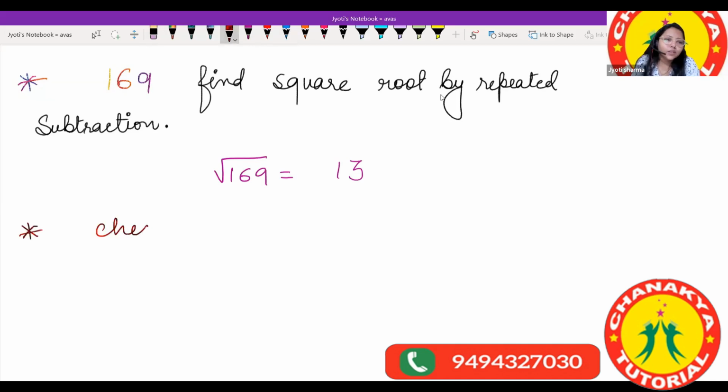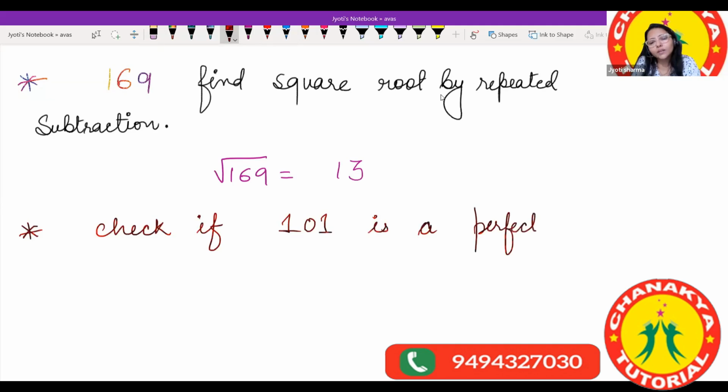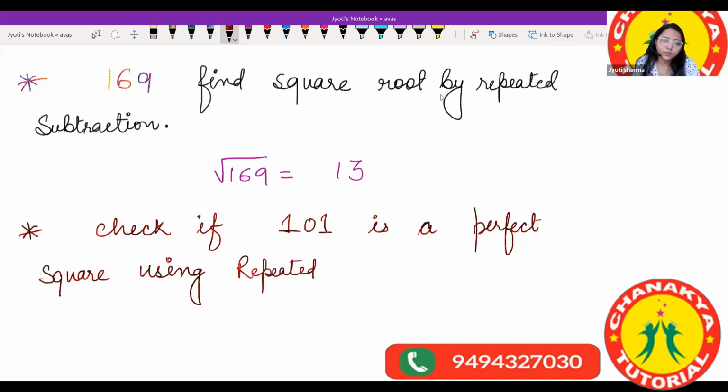Next. Check if 101 is a perfect square using repeated subtraction. Using repeated subtraction, check if 101 is a perfect square or not.